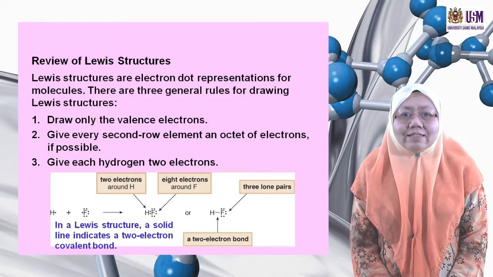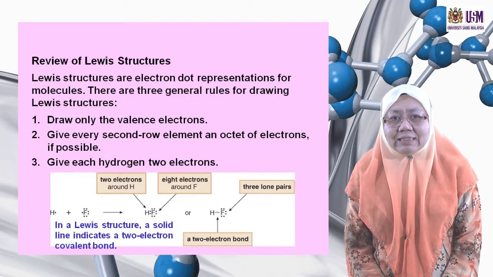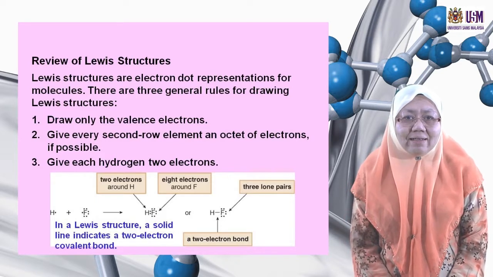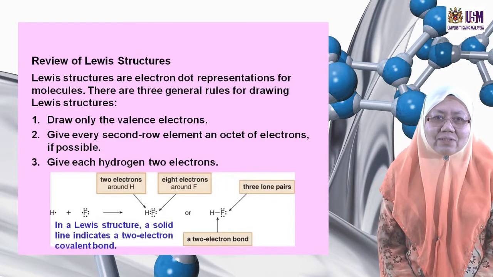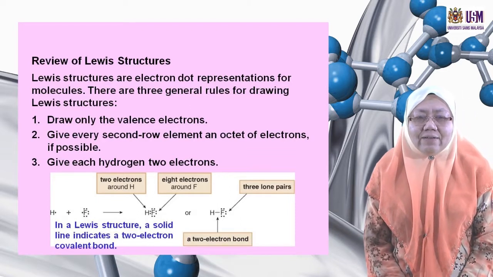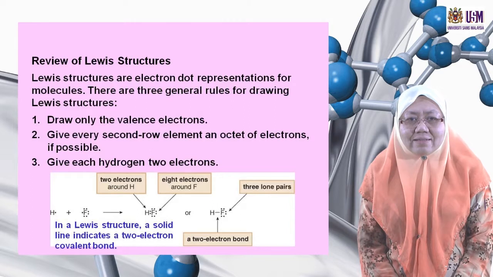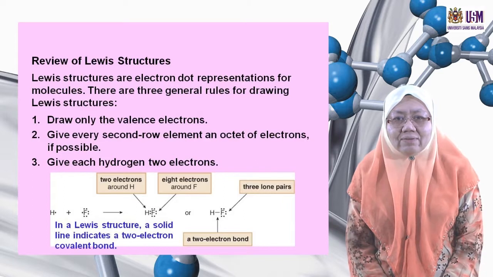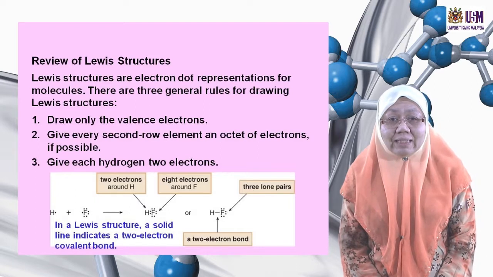Okay, in order for us to predict the structure of each molecule, we have to review first the Lewis structures. Lewis structures are electron dot representations for molecules. There are 3 general rules for drawing Lewis structures. The first one is we draw only the valence electrons, and then give every second row element an octet of electrons if possible, and give each hydrogen only 2 electrons.